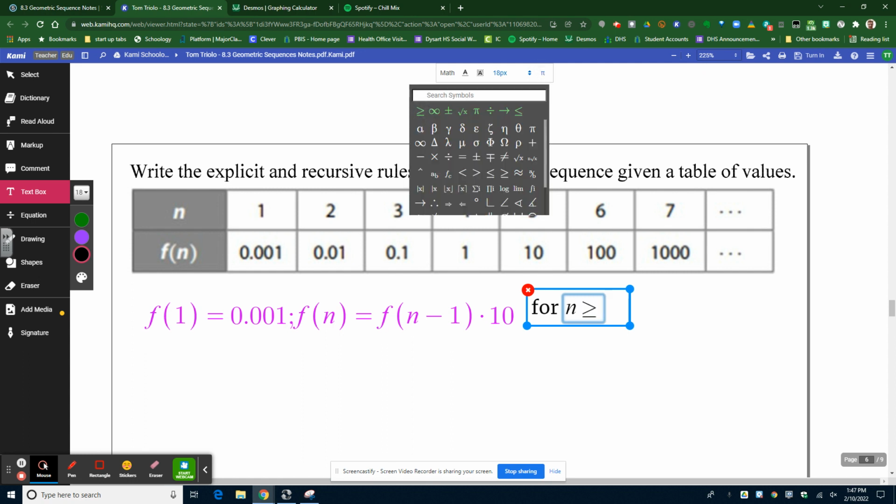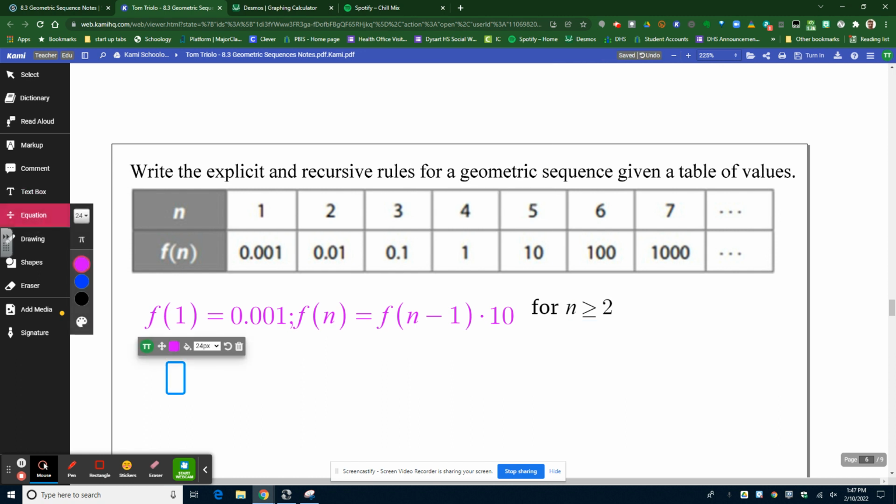And then function notation using explicit rule. Start with 0.001. 0 in front just to make it be consistent. Times, is 0.001 a power of 10? Yeah, indeed it is. 10 to the what power?